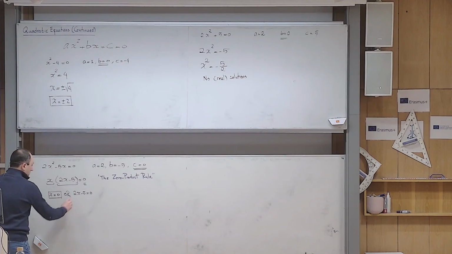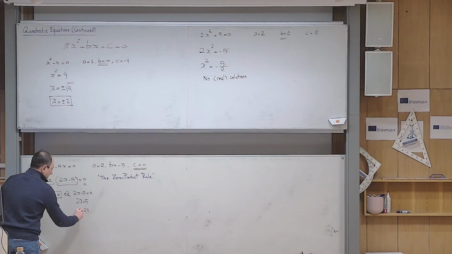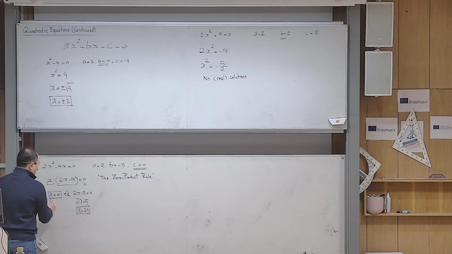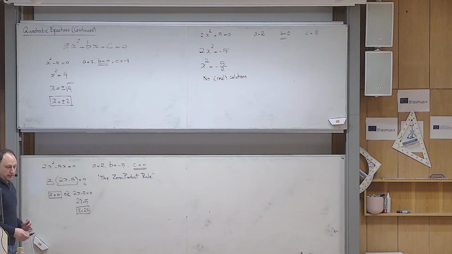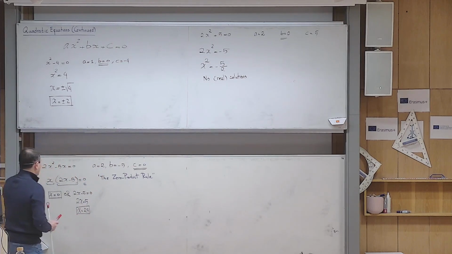The other answer is what? I need to solve it. So 2x is 5. It's a first degree equation. I divide by 2, so it becomes 2.5. So that I have two answers. And let me write this in red. I think that was more or less the same example.